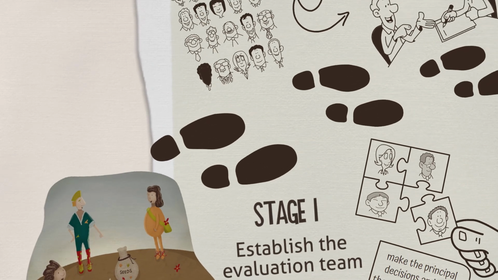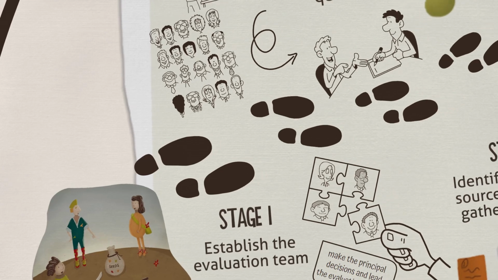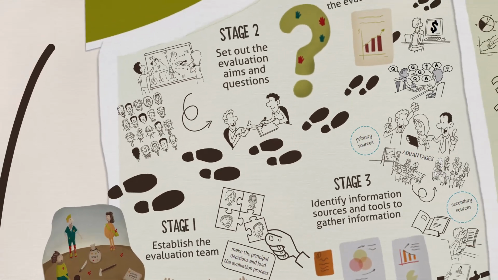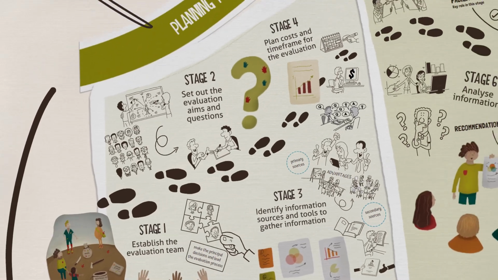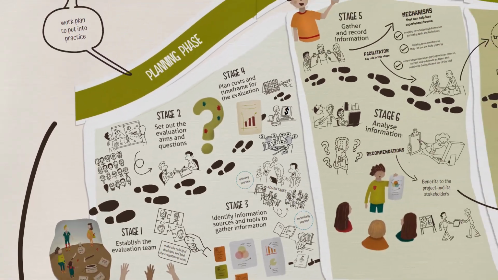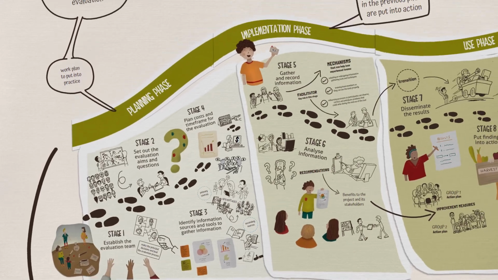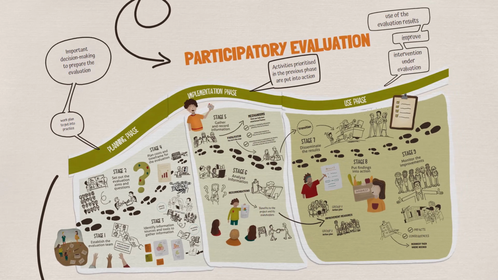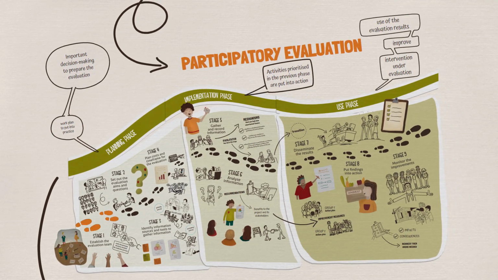It is worth pointing out here that there is no requirement that an evaluation has to follow a linear path, as some stages can be carried out simultaneously, and it's even possible to change their order or to review decisions made in previous stages if this is required during the implementation process. As we have seen, a distinguishing feature of this kind of evaluation is that it puts the greatest possible number of actors linked to the intervention at the center of the entire evaluation process.